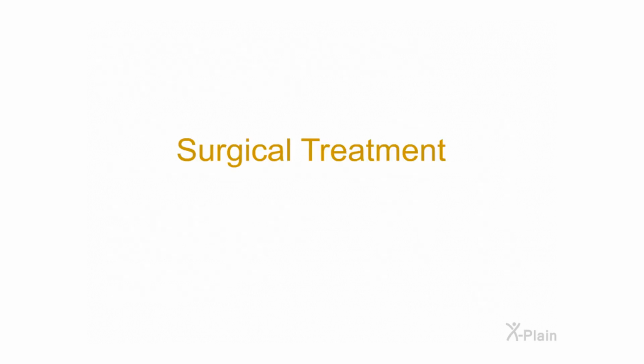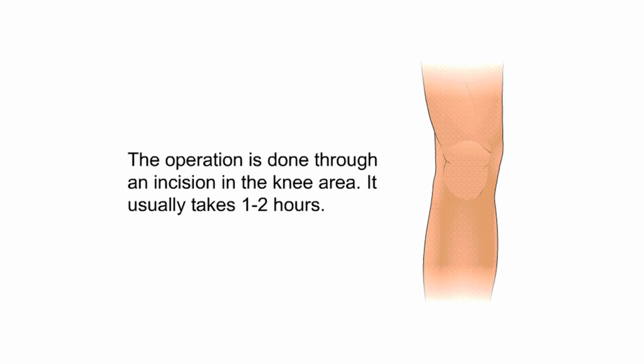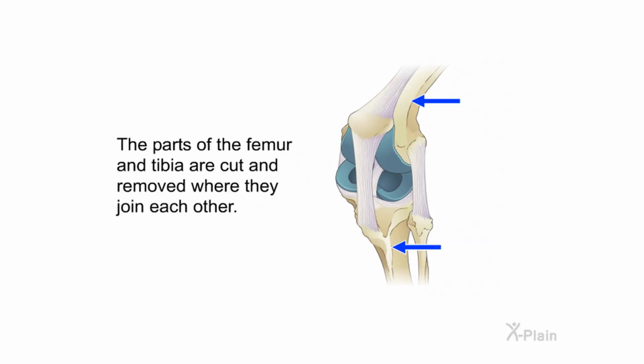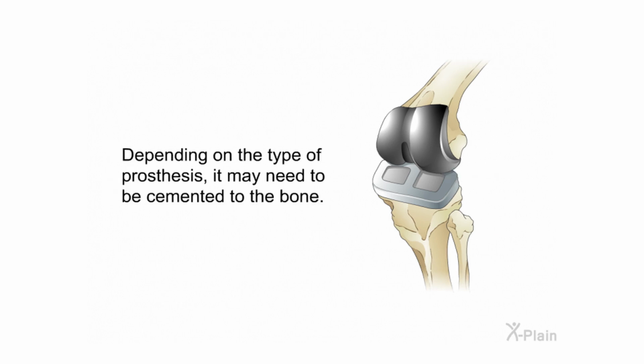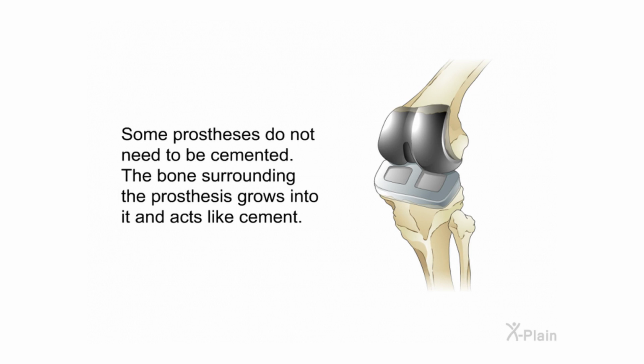Surgical treatment. The operation is done through an incision in the knee area. It usually takes 1 to 2 hours. The parts of the femur and tibia are cut and removed where they join each other. The removed parts are replaced by artificial surfaces known as prostheses. Depending on the type of prosthesis, it may need to be cemented to the bone. Some prostheses do not need to be cemented. The bone surrounding the prosthesis grows into it and acts like cement.